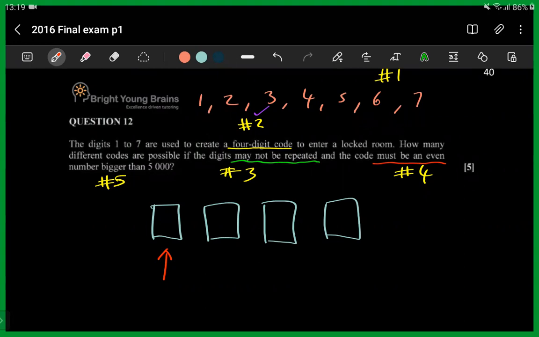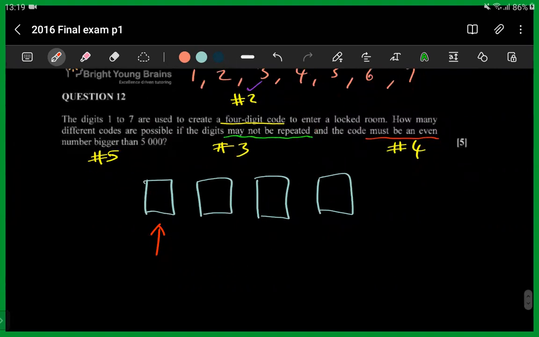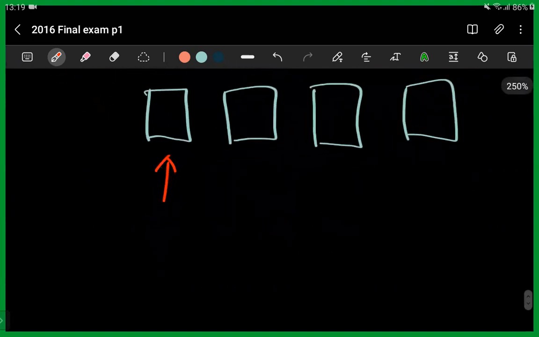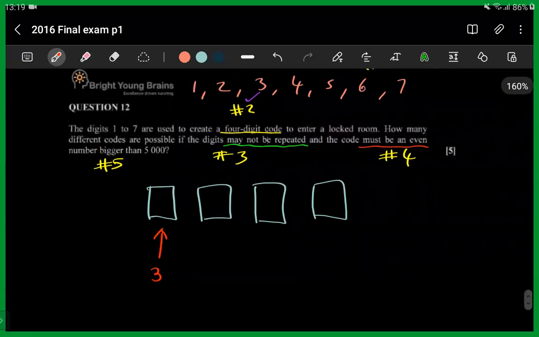Yes. Because the number has to be bigger than 5,000. So since it can only be 5, 6, or 7, it means that here you only have 3 options. There's only 3 options for that place in the beginning. Basically, I'm not putting in numbers, but I'm counting the amount of numbers that can go in there. Makes sense. So that deals with this factor here.